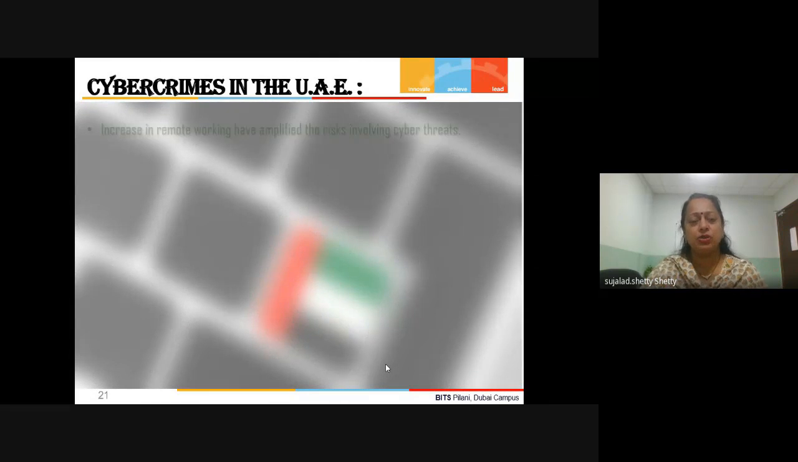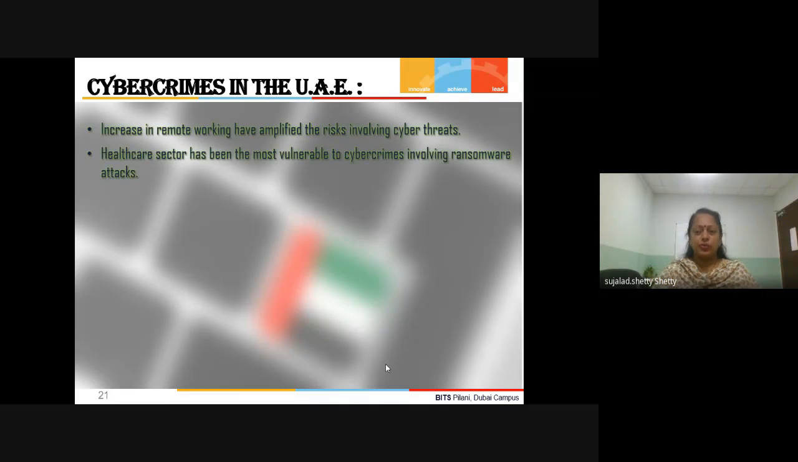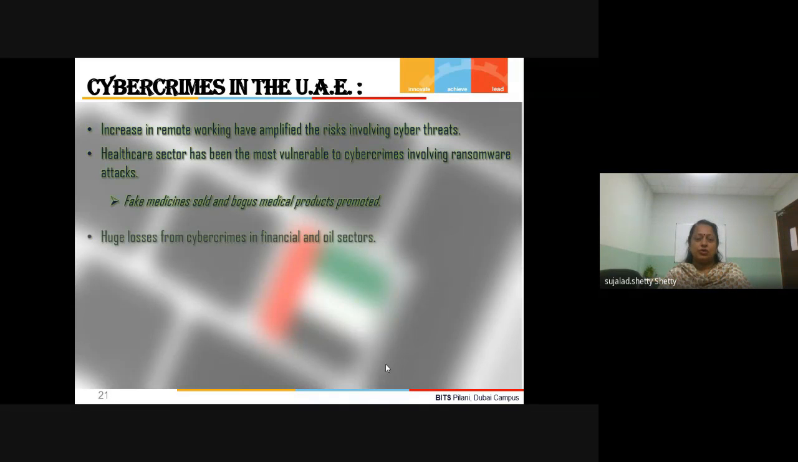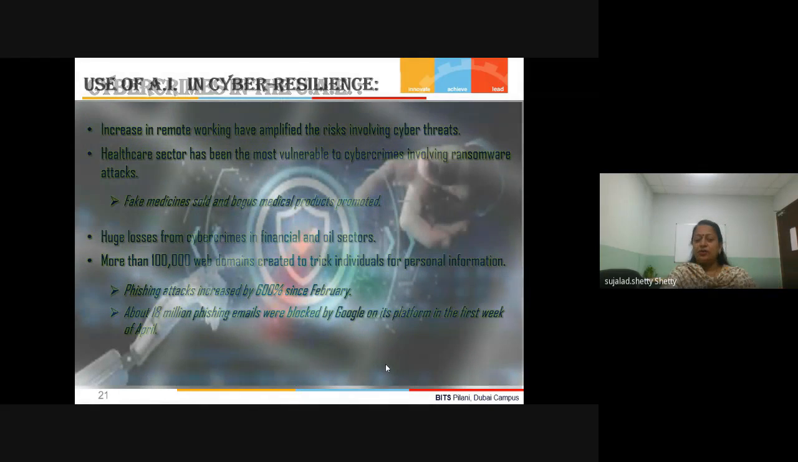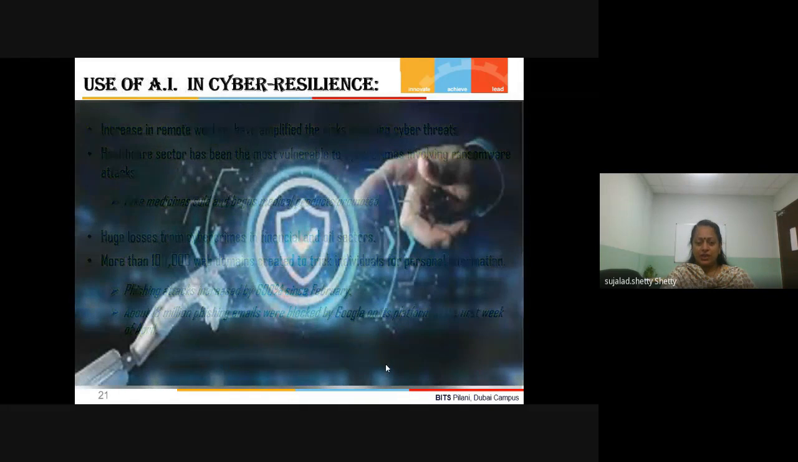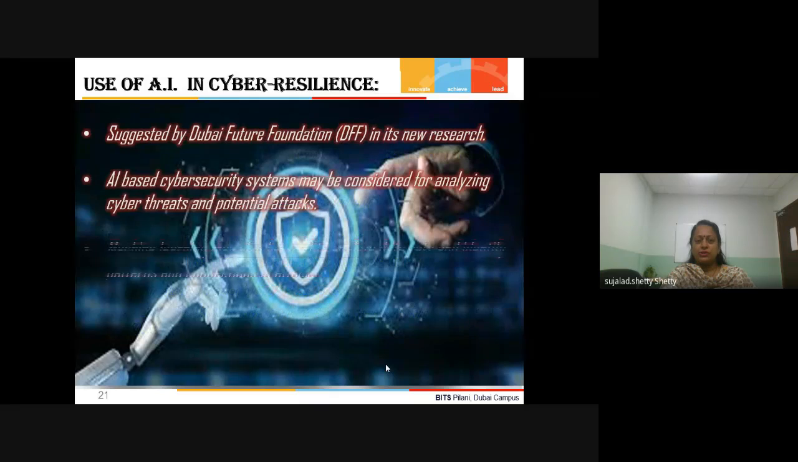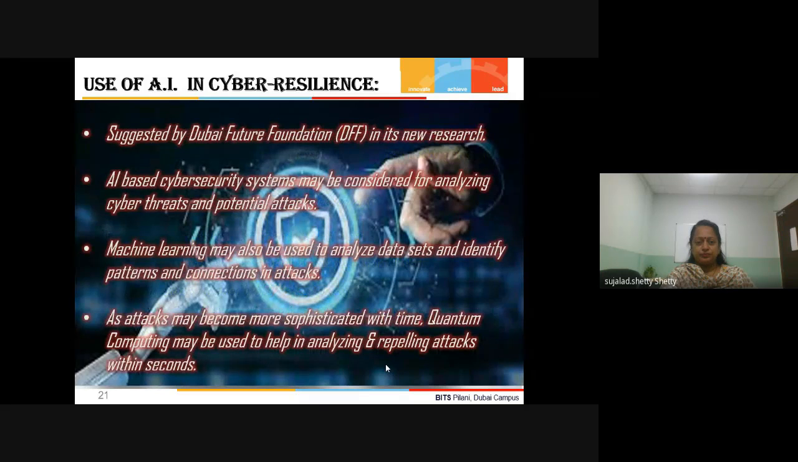So cyber crimes in the UAE, because that is where I currently am. These were some of the issues that we're seeing. There were a lot of fake medicines being sold, employees' information being stolen, and phishing increased by about 600%. So we can see these could be different applications or the different issues that we have.